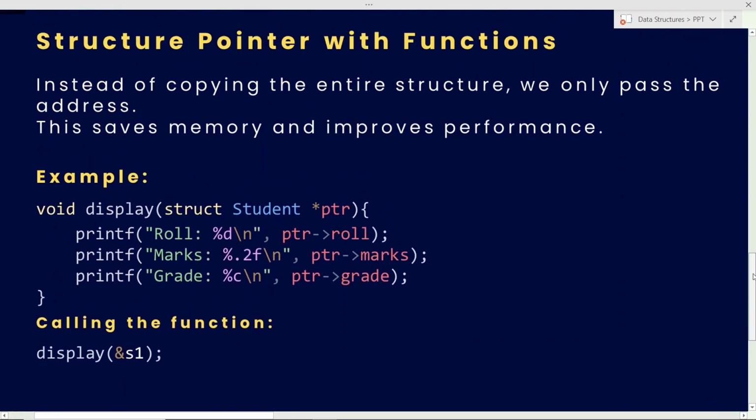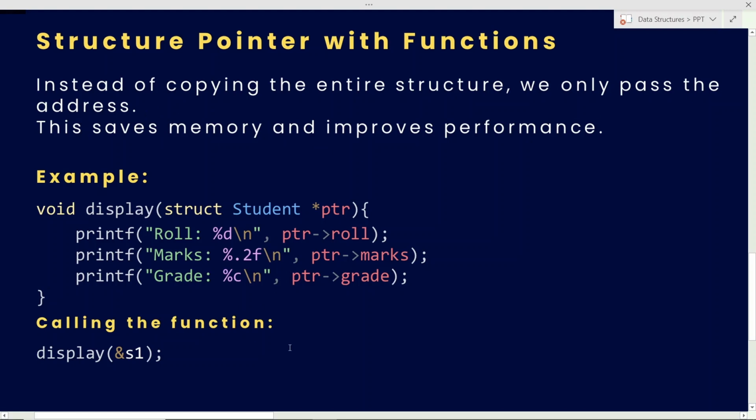Okay. Now let's come back to the next topic. Now we are going to see how we will pass our structure pointer with functions. Okay. So we know that if we are normally going to pass a structure variable into a function, then a copy will be passed, right? So instead of passing the structure variable, now we will pass a structure pointer to our function. So you can see here we have written, instead of copying the entire structure, we only pass the address. This saves memory and improves performance.